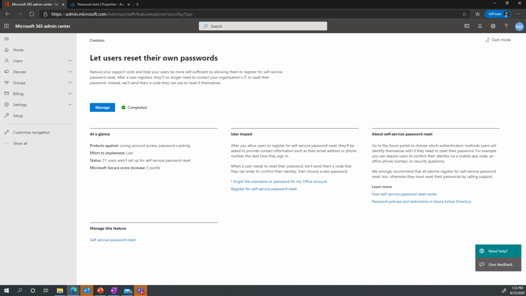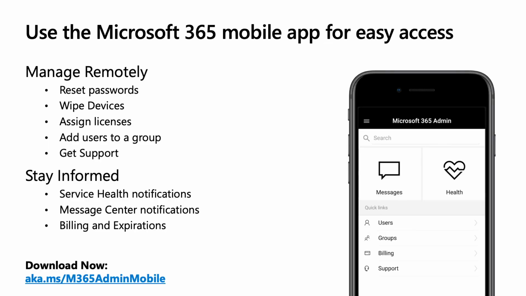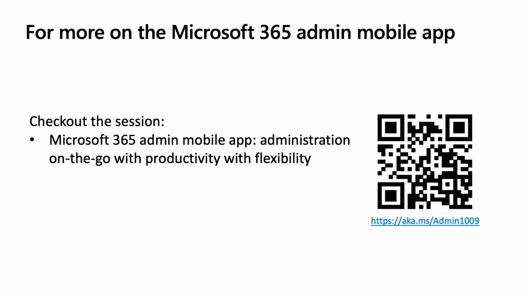As we are all working remotely, I know we are using mobile apps more and more. And among those mobile apps, we can also use the Microsoft 365 mobile app to easily access a lot of the features that we just talked about. And this app is completely included in any SKU that you have already using. This can easily be accessed or downloaded using the link aka.ms/M365 admin mobile.